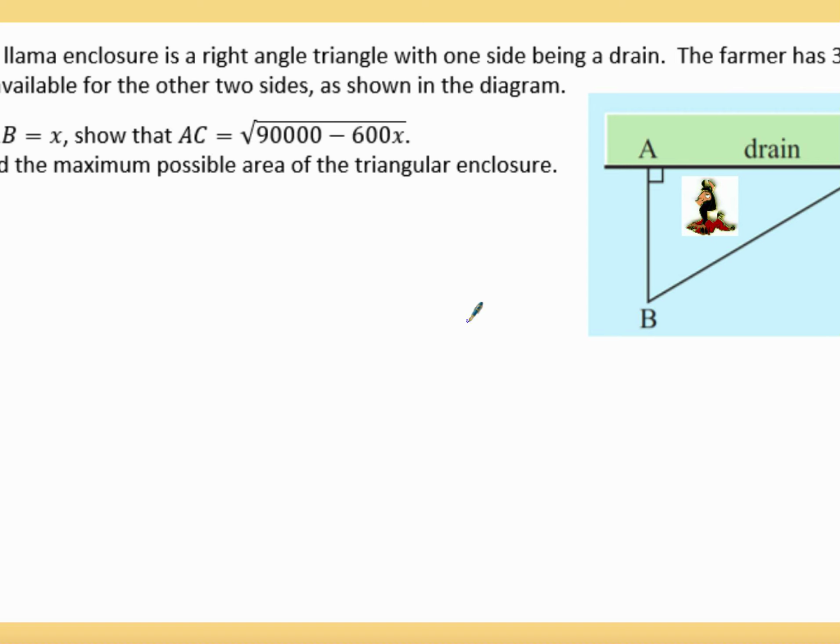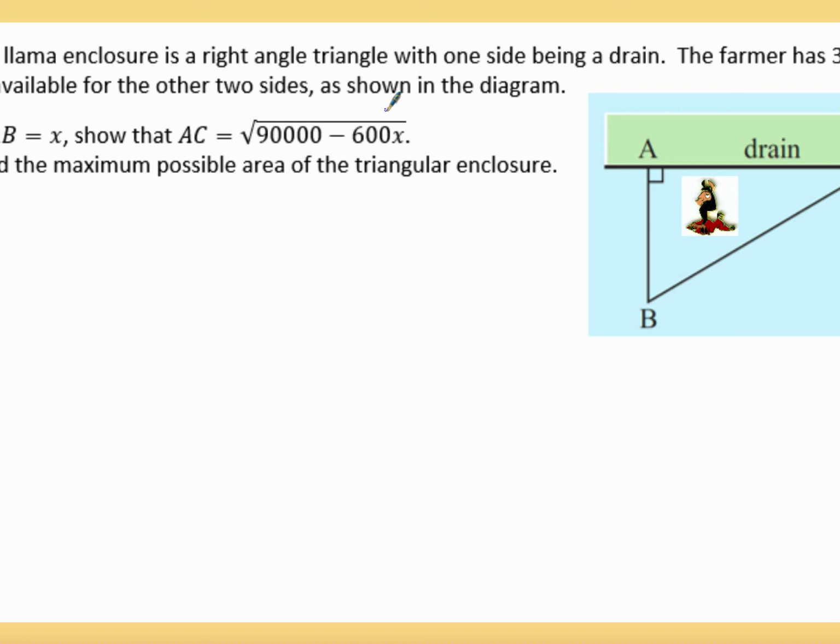Okay, so we're going to build this llama enclosure, and it's going to be a triangle shaped enclosure. We're going to use the fact that the topography already has a drain in place from A to C. So we're not going to have to put any fencing there. Instead, we can use 300 meters of fencing to make this beautiful triangle shaped pen for the llama. So they're telling us right away that, hey, AC, the length of this drain, is the square root of 90,000 minus 600x if AB is equal to x.